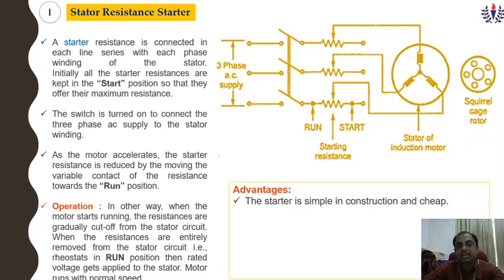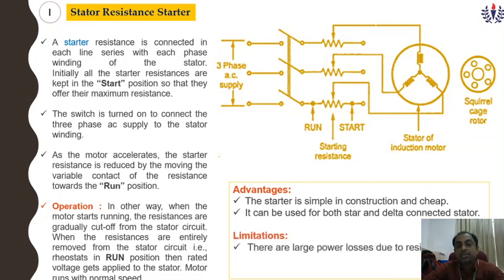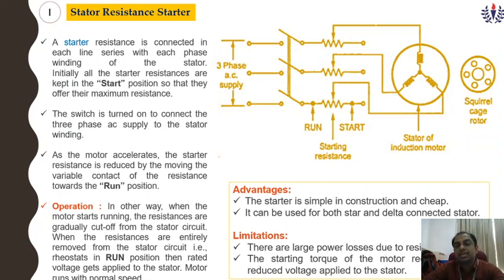What are the advantages? The starter is simple in construction and cheap. It can be used for both star and delta connected stators. And the limitations: there are large power losses due to resistance. The starting torque of the motor reduces due to the reduced voltage applied to the stator.